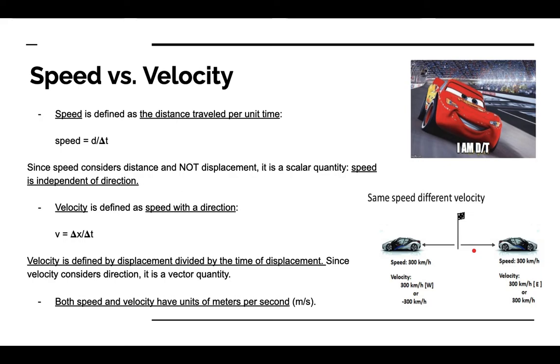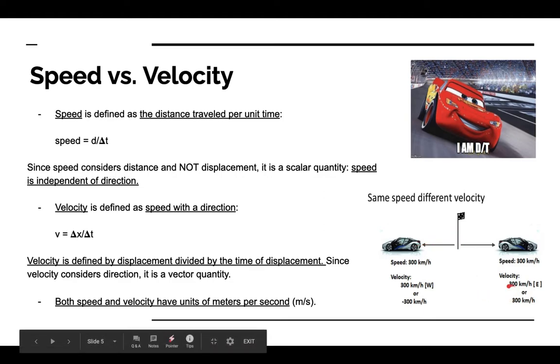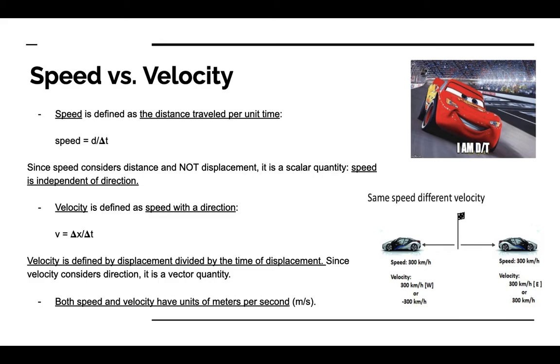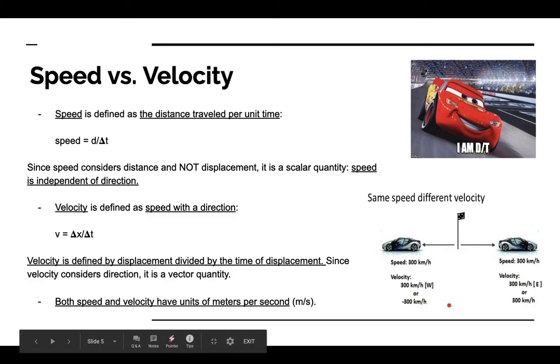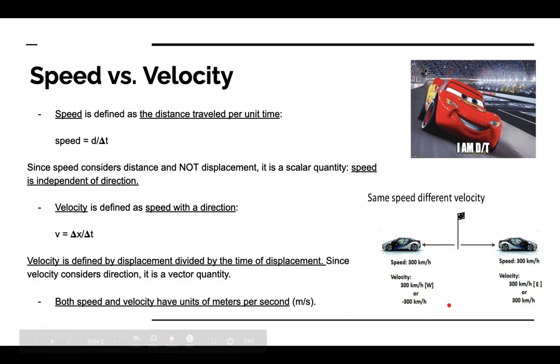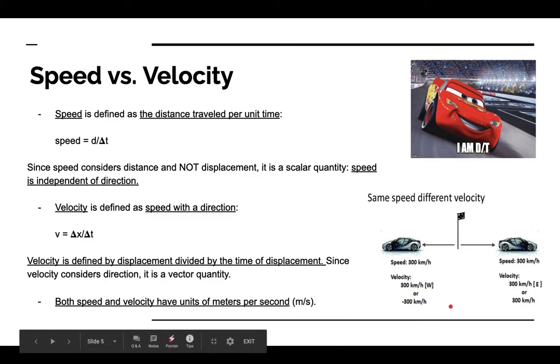An example to illustrate is if we have two race cars that drive out to the right and to the left with a speed of 300 kilometers per hour. The velocity is going to be 300 kilometers per hour for the car heading to the right, whereas the velocity for the car heading to the left is negative 300 kilometers per hour. So both cars have the same speed, but they have different velocities based on their directions. This may seem like a very subtle detail. It's not very important right now, but it becomes very important when we start getting into more complex topics in physics, specifically things like forces, momentum, and motion analysis. These play a huge effect.